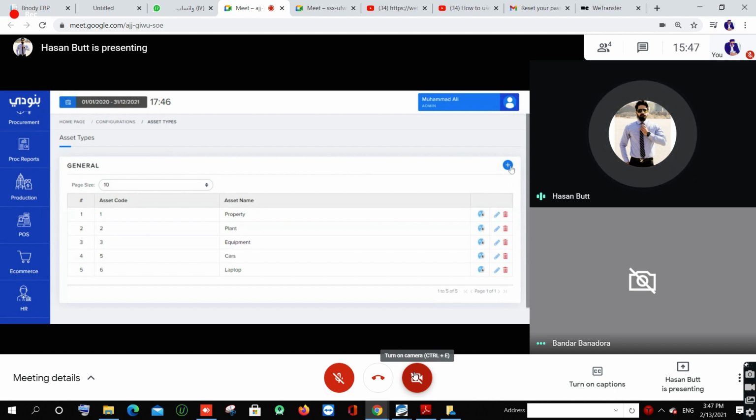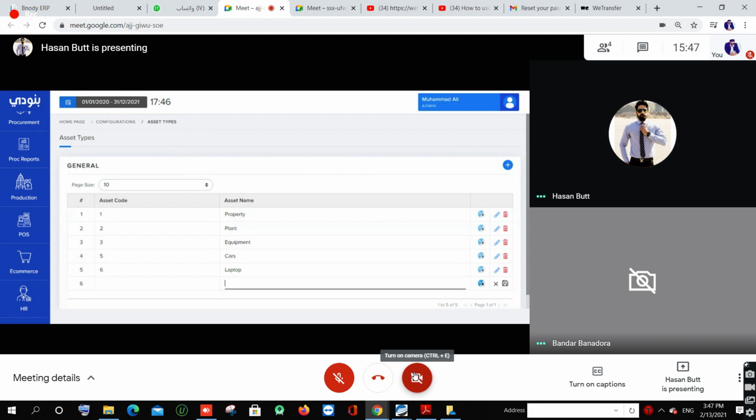So we will just add the name of them, okay? The asset can be any, computer systems as well.